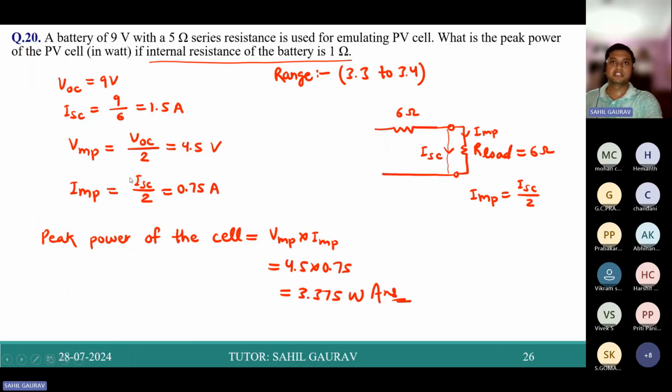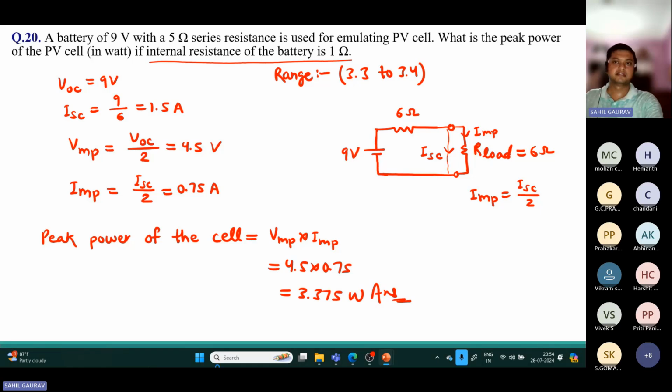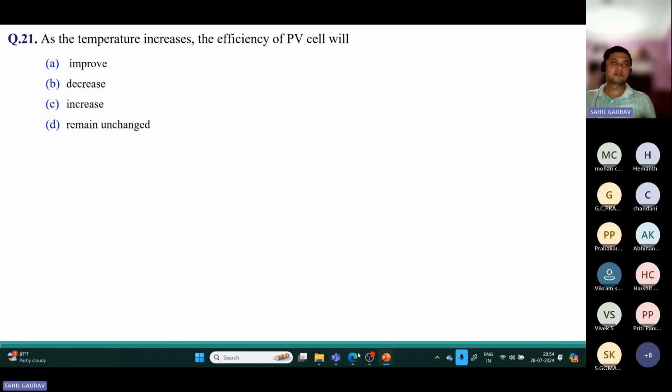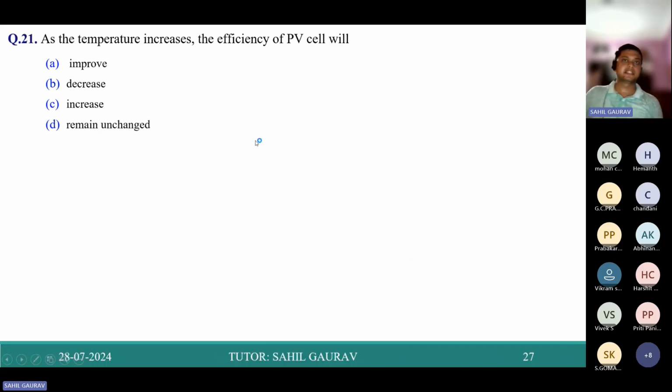Now let us come to the next problem. As I have made this diagram, it will complete it. So this is 9. Now coming to the next problem. As the temperature increases, the efficiency of the PV cell will improve, decrease, increase, or remain unchanged.